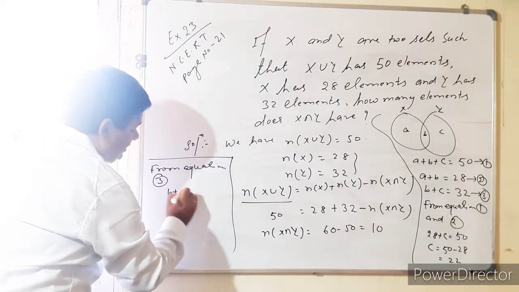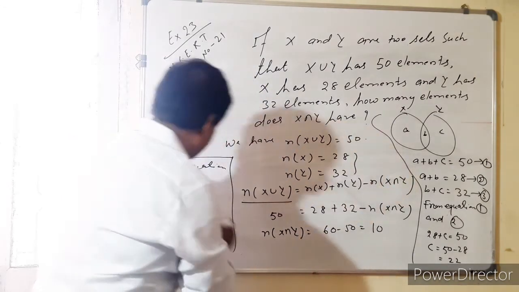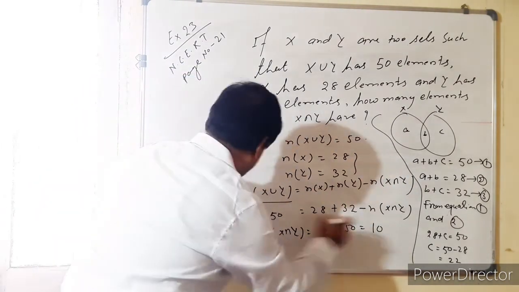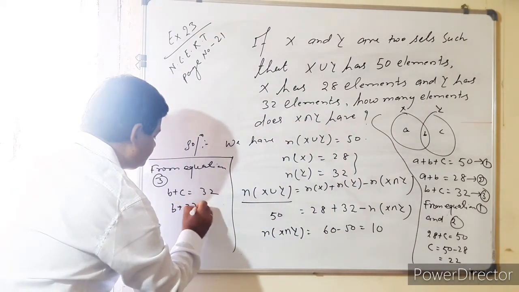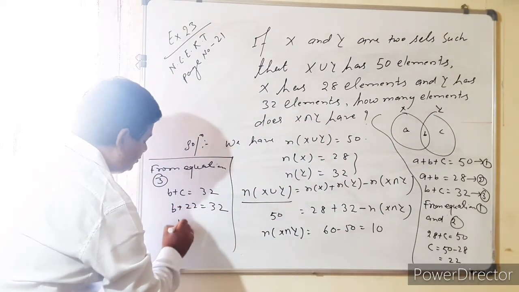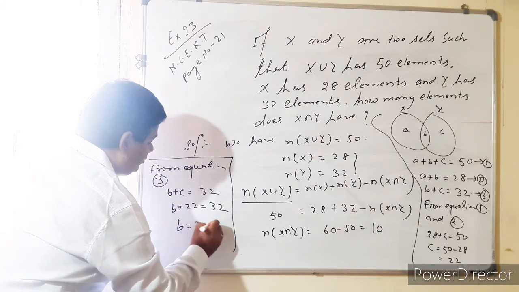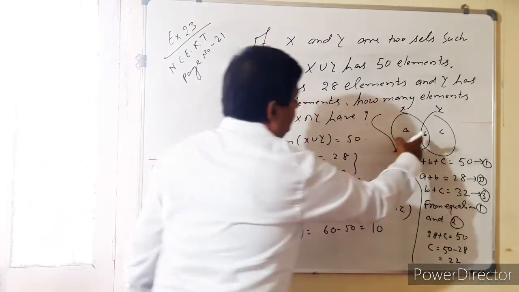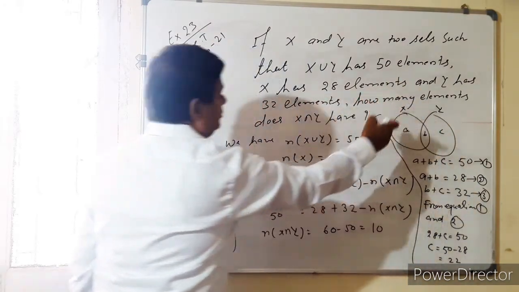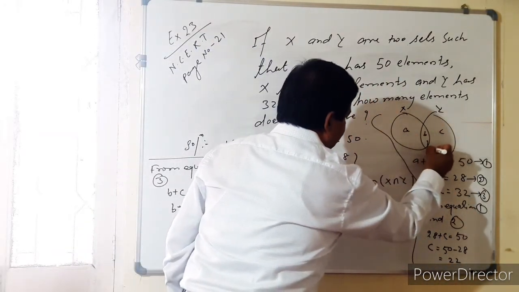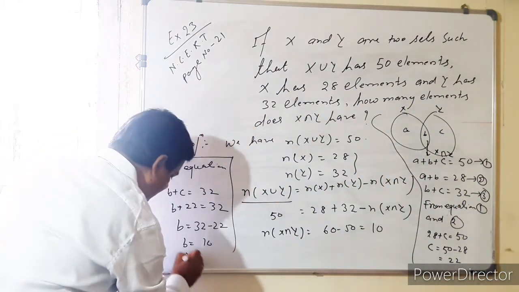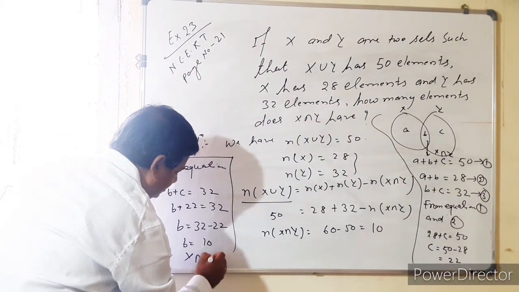Put the value of C in equation 3: B plus C is equal to 32. So B plus C, where you got C as 22, is equal to 32. So B is equal to 32 minus 22. B is equal to 10. What is B? B is X intersection Y. So n(X intersection Y) is equal to 10.